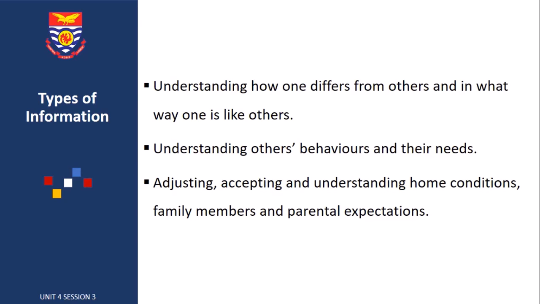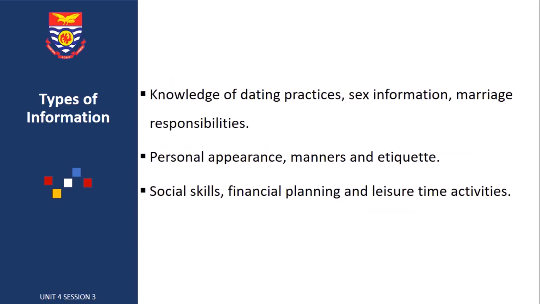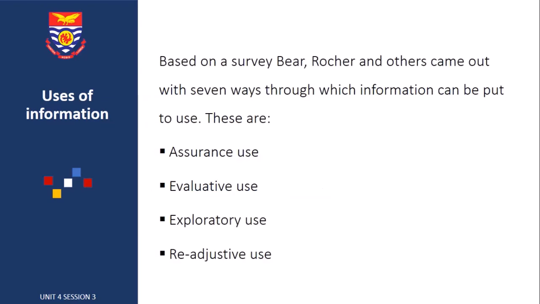The next is understanding others' behaviors and their needs, and adjusting, accepting, and understanding home conditions, family members, and parental expectation. Knowledge of dating practices, sex information, marriage responsibilities appears to be the next one. And then we move to personal appearance, manners, and etiquette. Finally, social skills, financial planning, and leisure time activities.